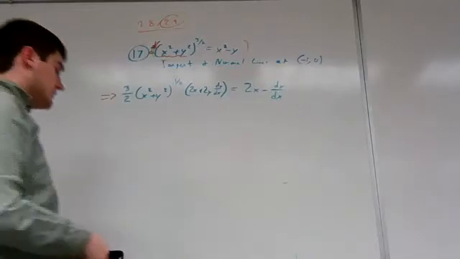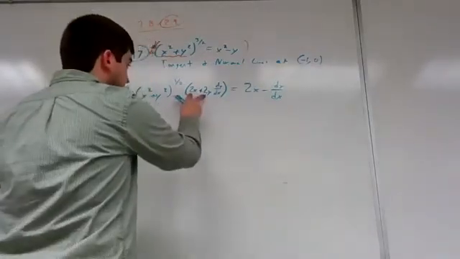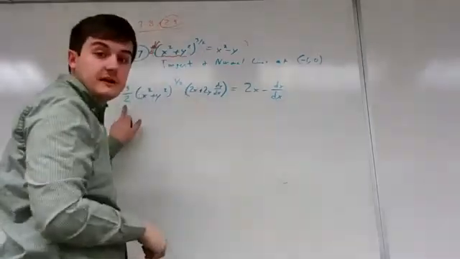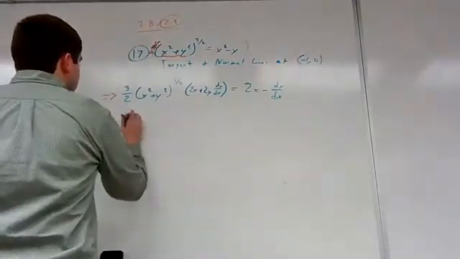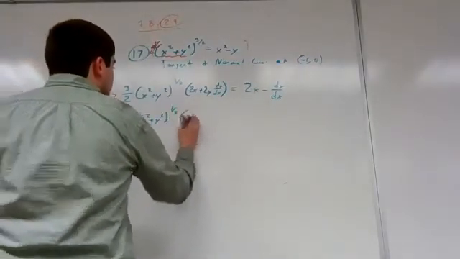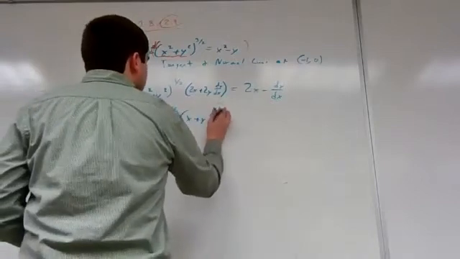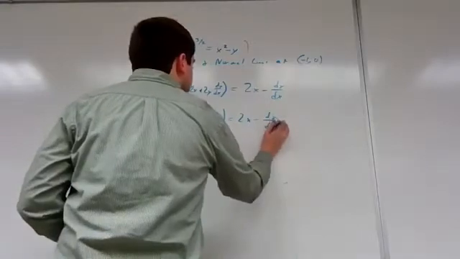So notice first, one thing that might be nice to point out is that these terms both have a 2 in them, and there's a 2 dividing here. So I can go ahead and simplify a little bit to give us 3 times x squared plus y squared to the 1/2 times x plus y dy over dx equals 2x minus dy over dx.